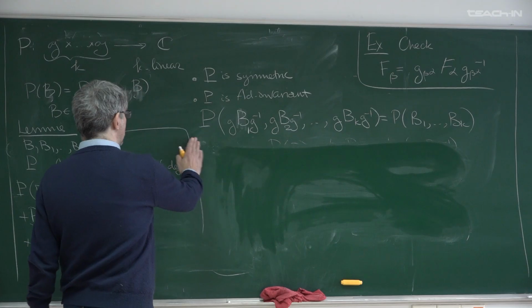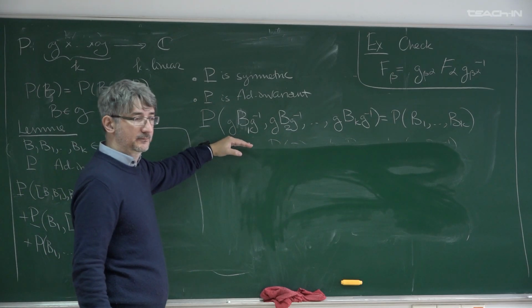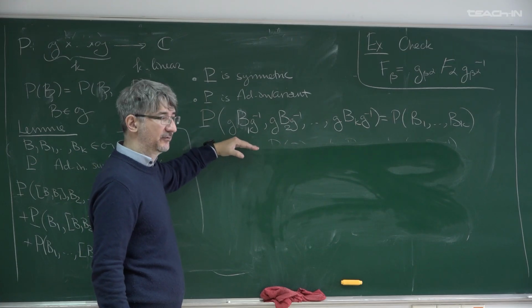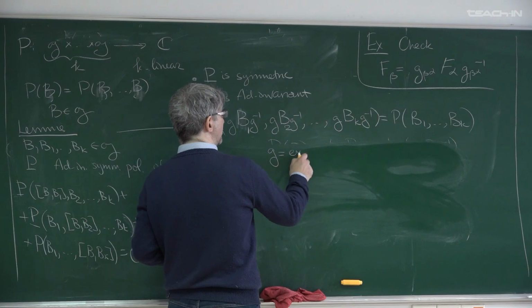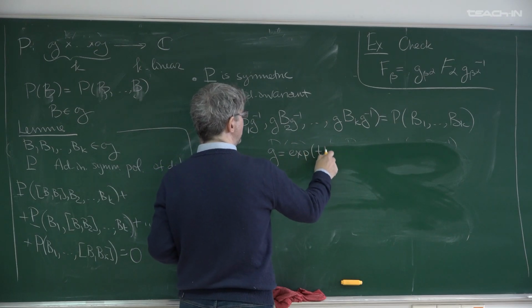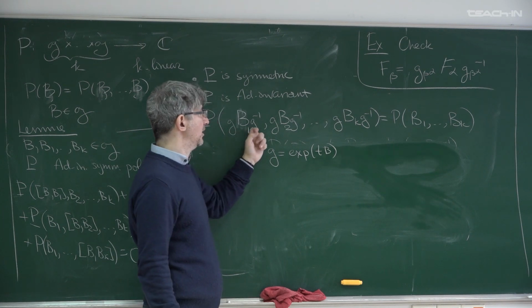If we look, well, how to prove this equality? In a very simple way. Look here. This is a definition of ad invariance. Apply this formula for g, which is equal to exponent of tb. So in each occurrence of g, we have an exponent.